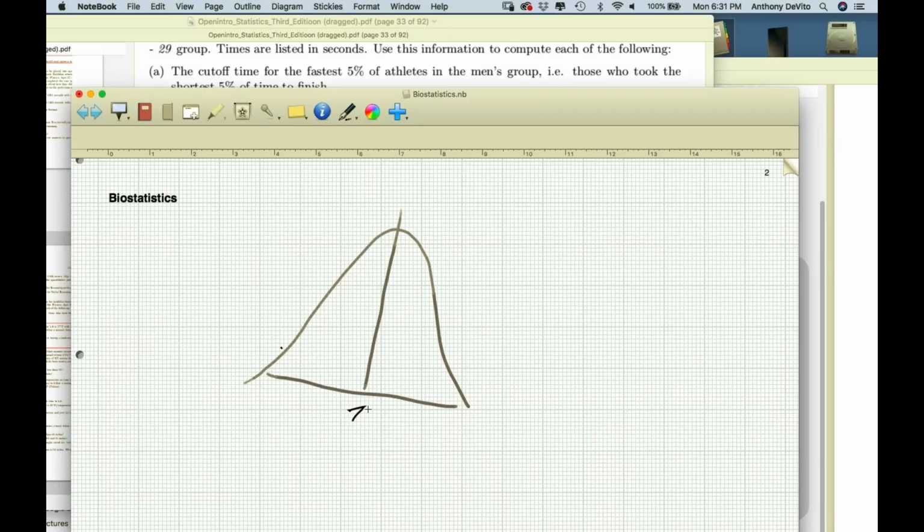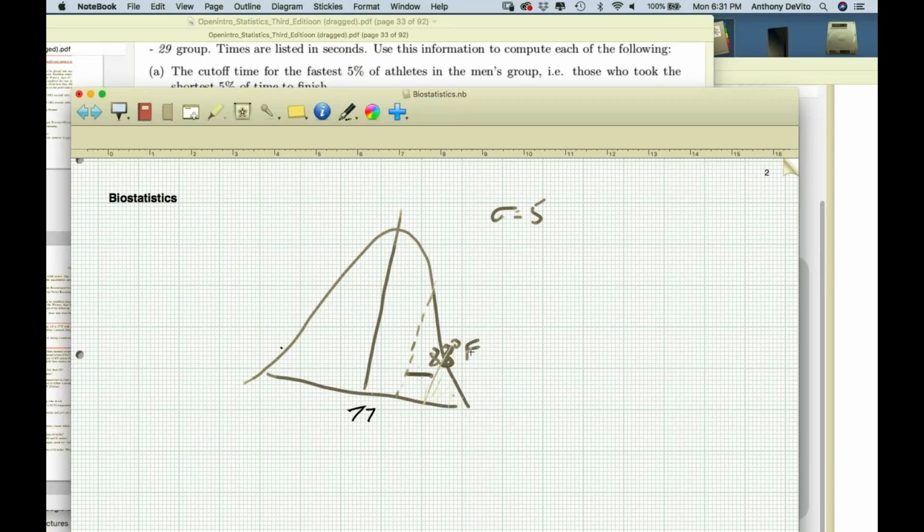Mean is 77 degrees, and standard deviation is equal to 5 degrees. We're interested in what's the likelihood of having a day that's over 83 degrees, 83 degrees or higher. Because this is a normal distribution, the further we get from the mean, the less likely that is to occur.